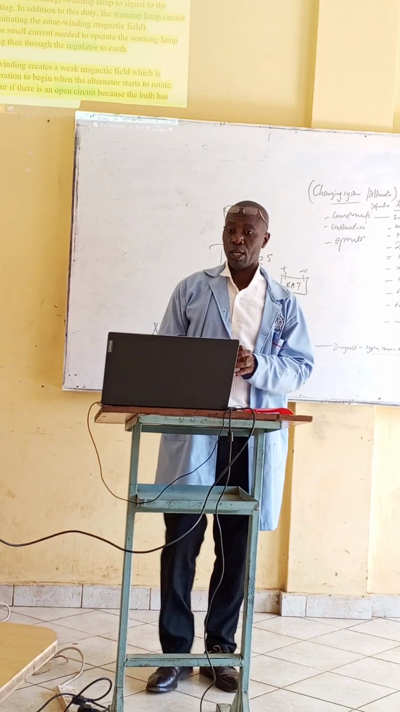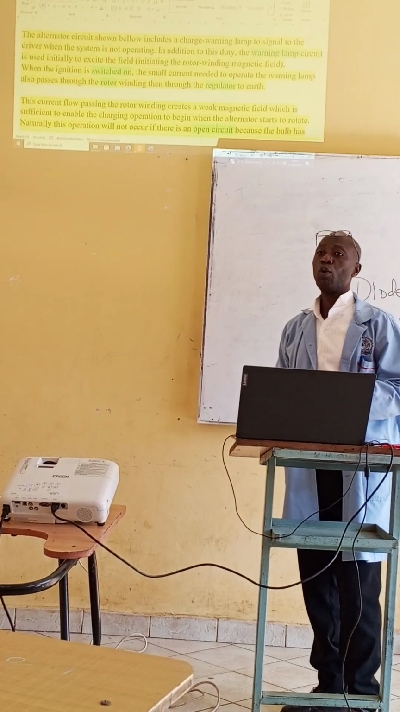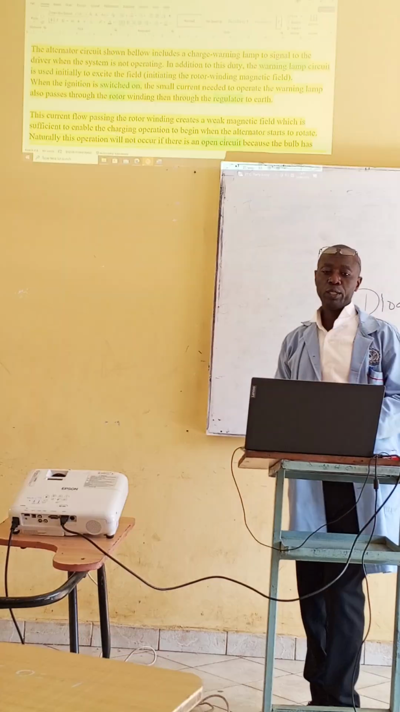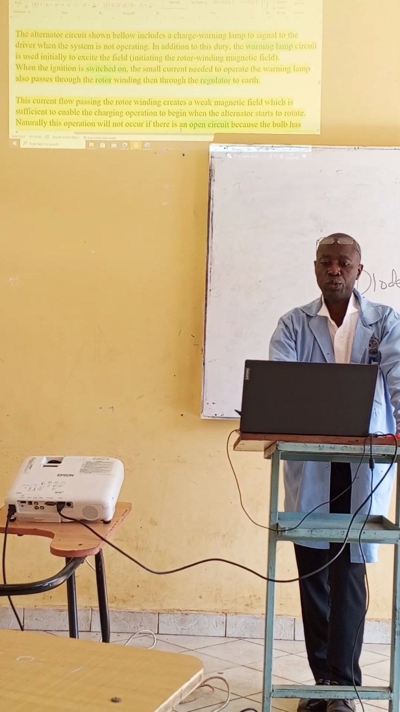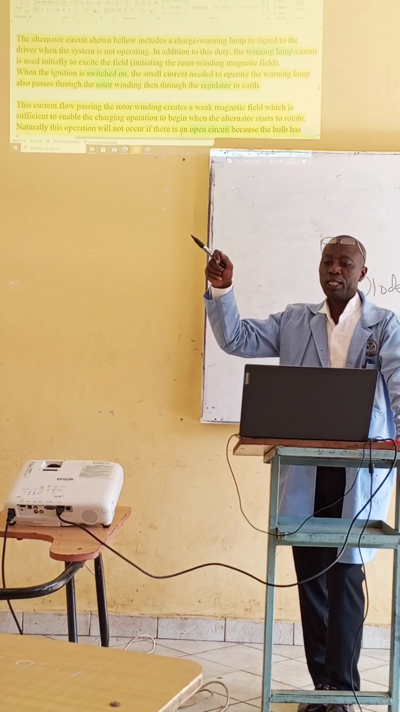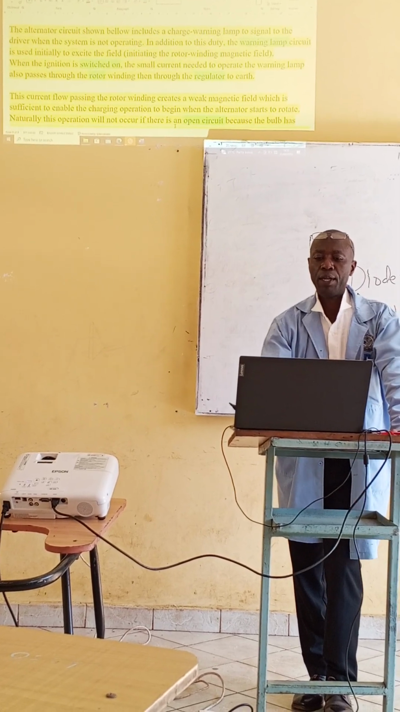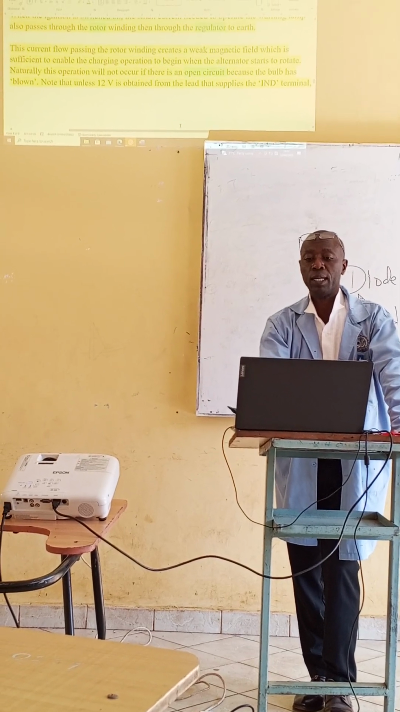The dashboard. So on the electrical circuit, you're going to have what is called a warning lamp, number two, which is used to excite the field. When the ignition switch is switched on, the small current needed to operate the warning lamp also passes through what you call the rotor, and then through what you call the regulator to the earth, because any part of the vehicle is the earth.